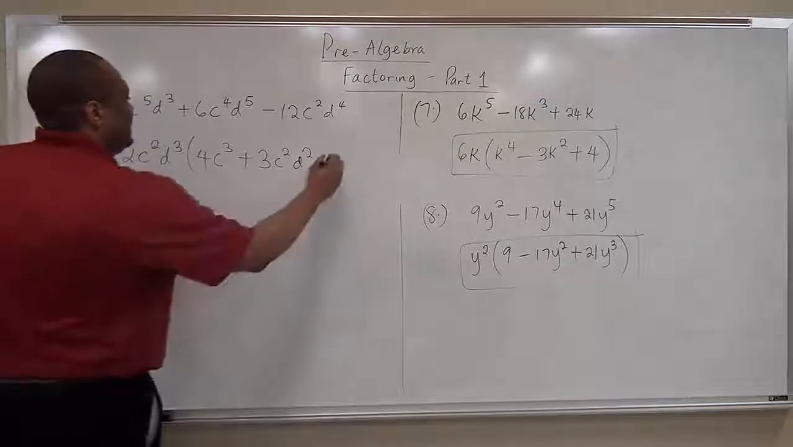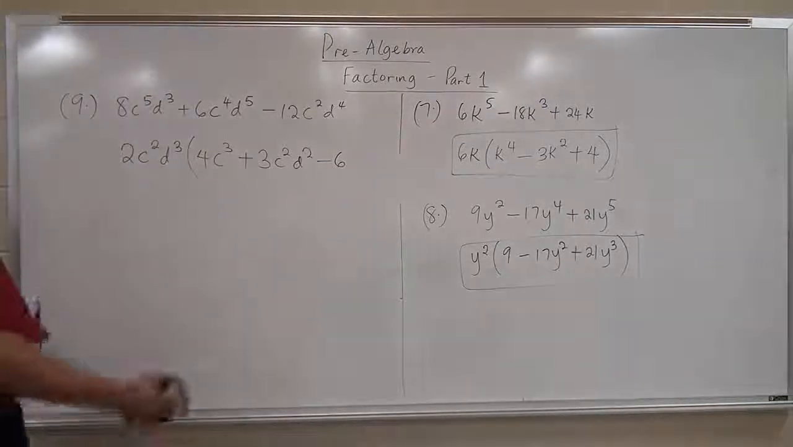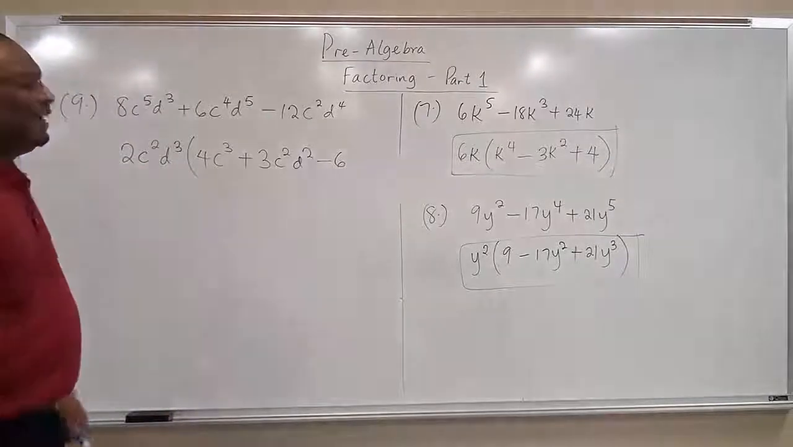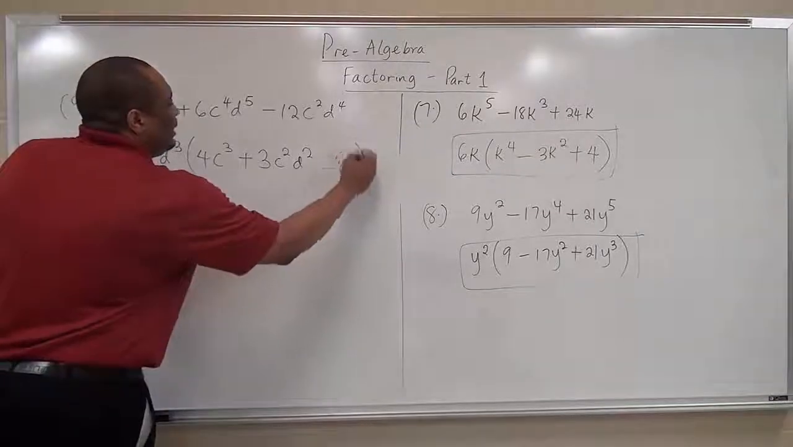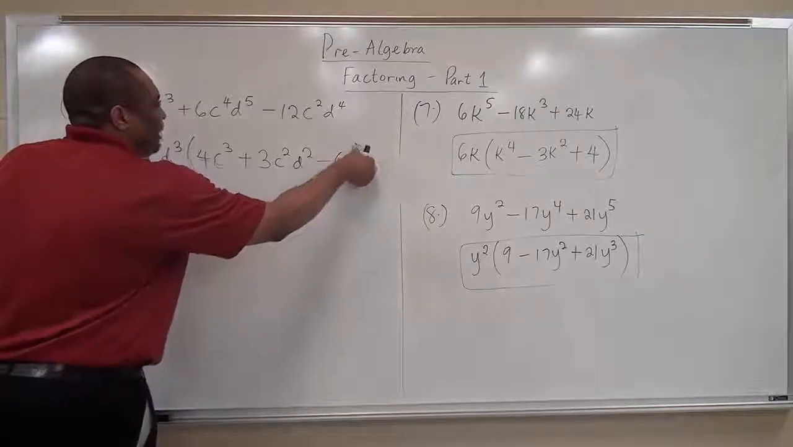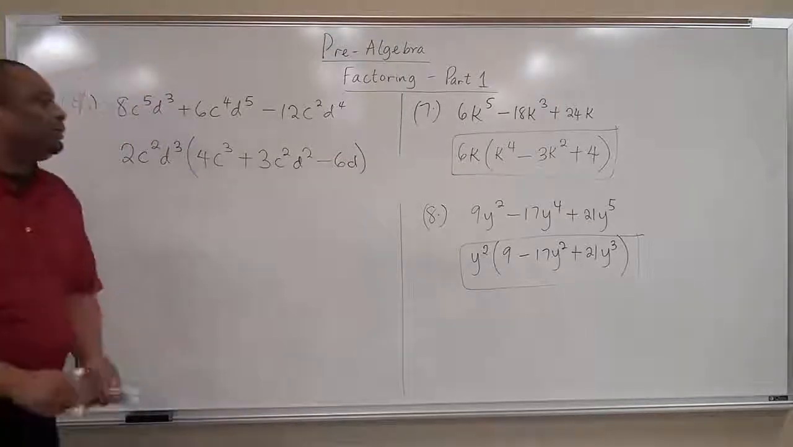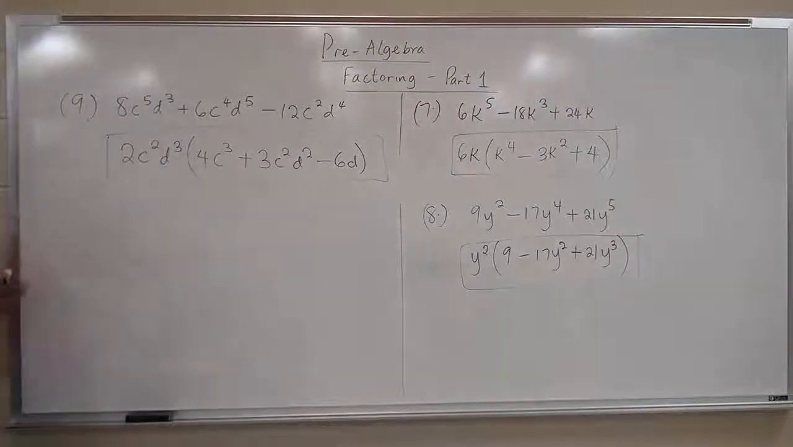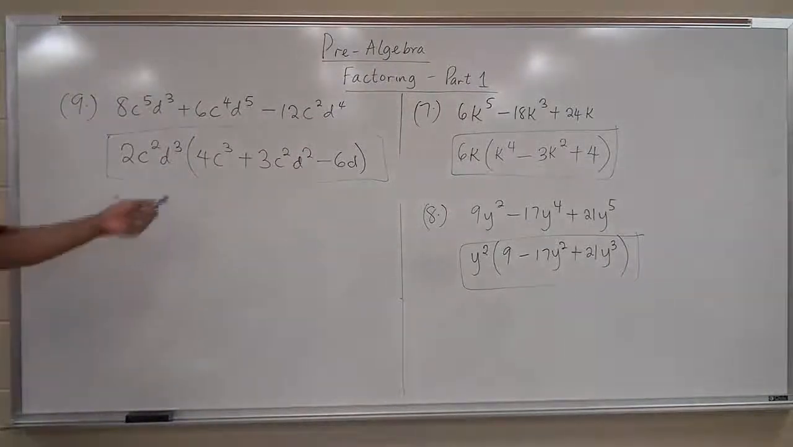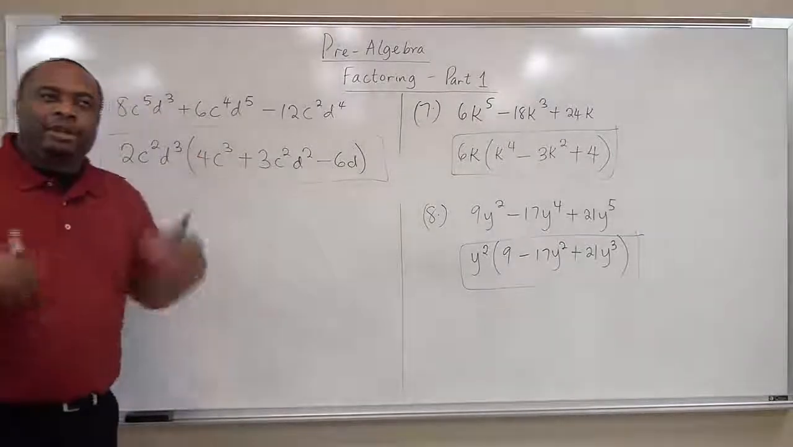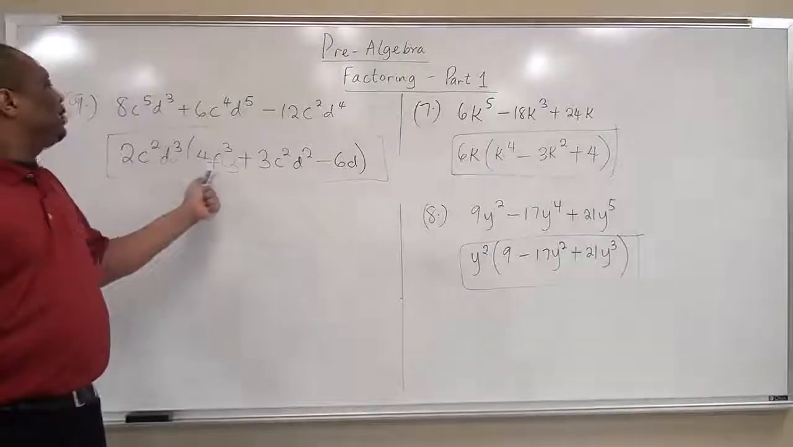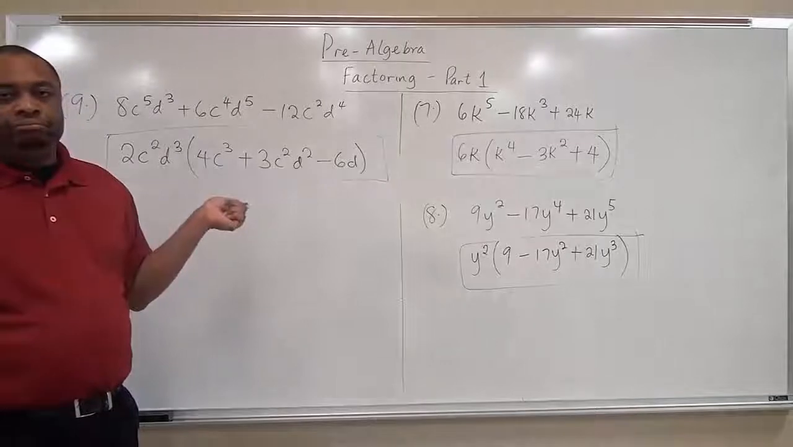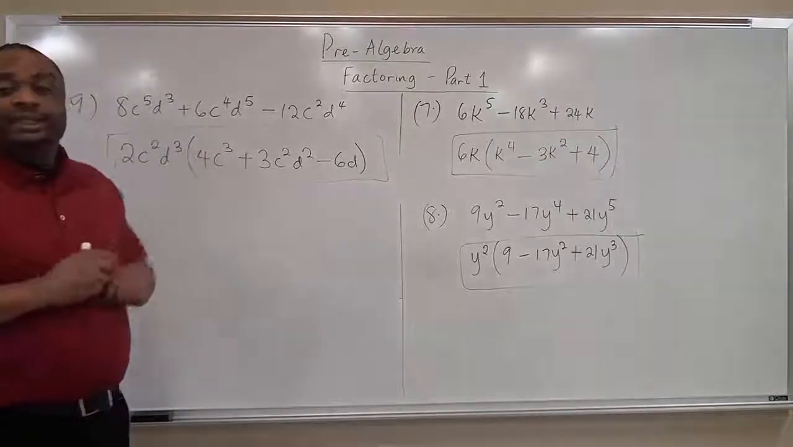12 divided by 2 is 6. c squared divided by c squared is 1. Please don't write 1 here. Then d^4 divided by d cubed is d to the 1, which is d. Some folks write 1 here. It doesn't matter, but we don't want to put 1. And this becomes your answer. If you look at it, how you would tell that you have done a good factoring is that when you look at this now, there's nothing common anymore. You have just factored by GCF.